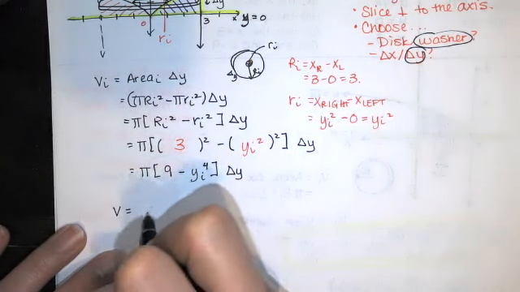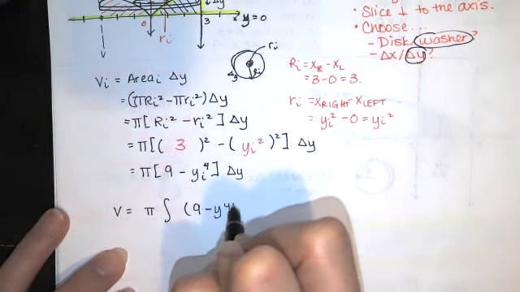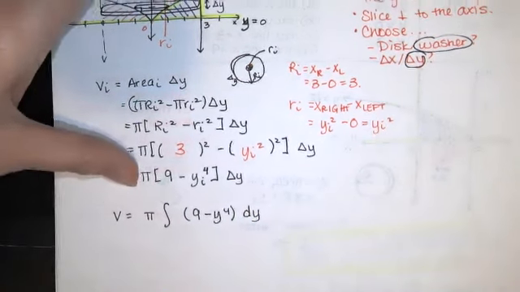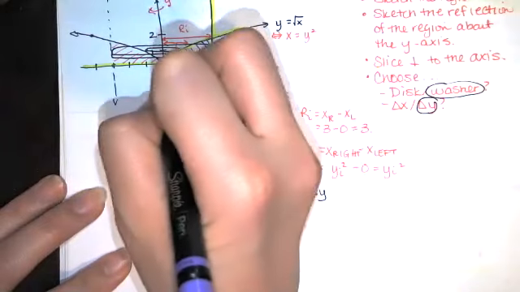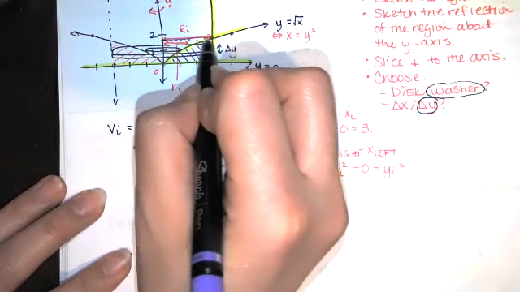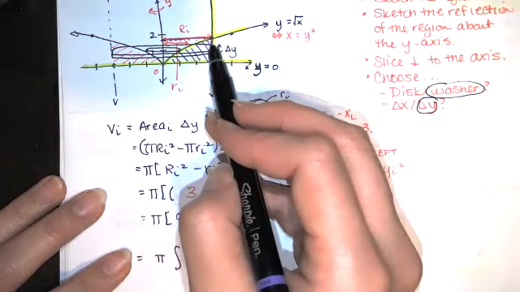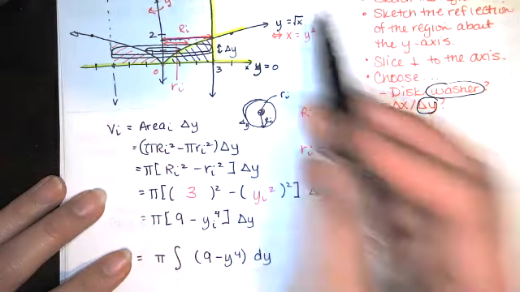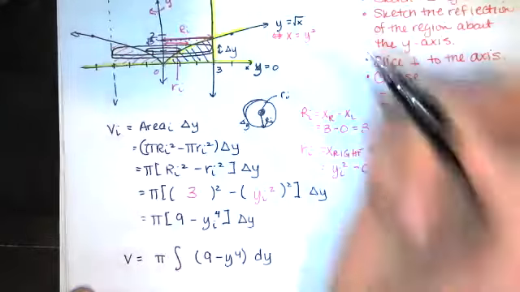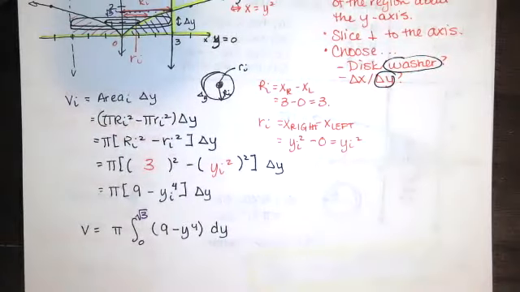And so our volume is pi times the integral of 9 minus y to the 4th with respect to y. And we're going to integrate from one y value to the other. Well, x goes from 0 to 3, but y goes from y equals 0 to whatever that y value is right there. Well, when x is 3, at this point of intersection, y is going to be the square root of 3. So y goes from 0 to square root of 3. Those are our limits of integration.